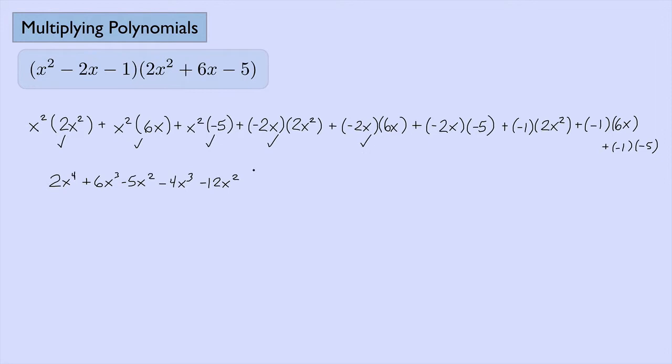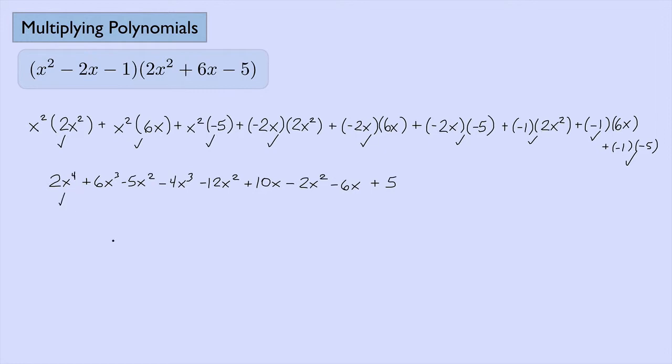And then this one is 10x. This one is negative 2x squared. And this one is negative 6x. And then the last one will be positive 5. Okay, that's a lot. Now let's combine them. So again, I recommend putting little check marks under something after you've already taken care of it.